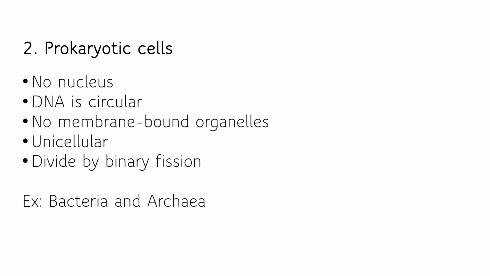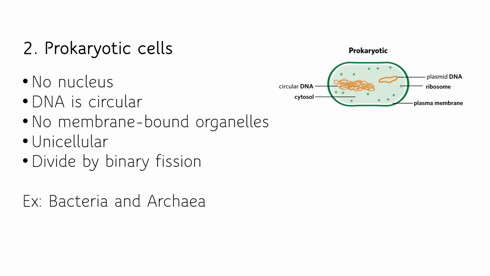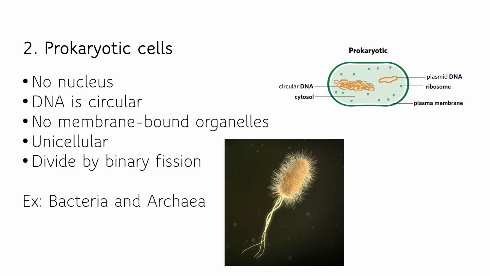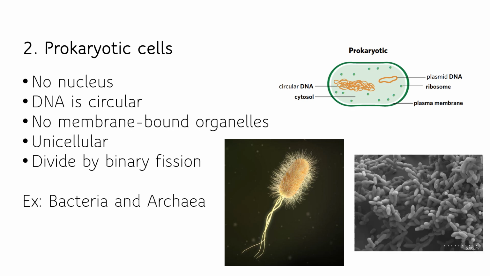Prokaryotic cells are much more simple. They don't have a nucleus. The DNA is circular. No membrane-bound organelles. They're unicellular, and they divide by binary fission, which is a process we're going to go into later. So examples are bacteria and archaea. This is a prokaryotic cell, very simple, not a lot going on compared to the eukaryotic cell. This is bacteria, and this is archaea.